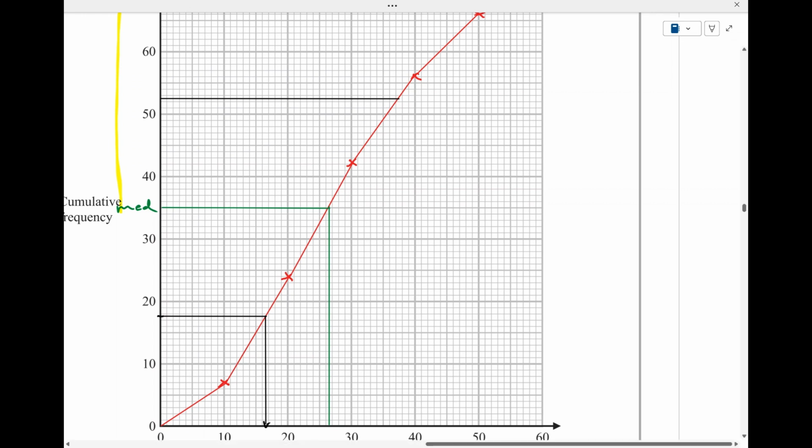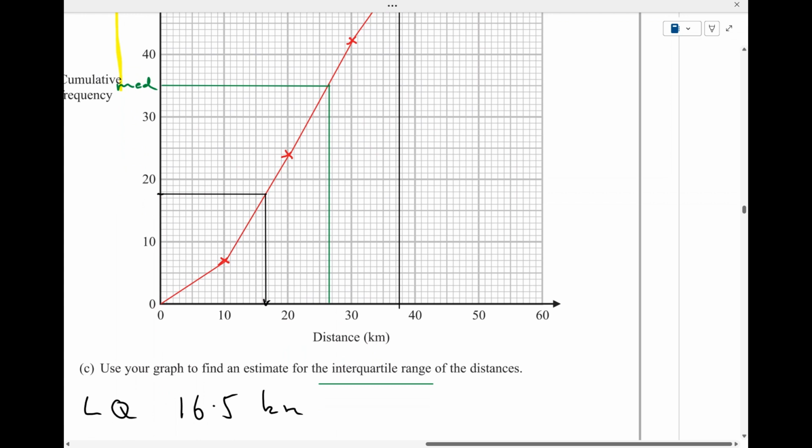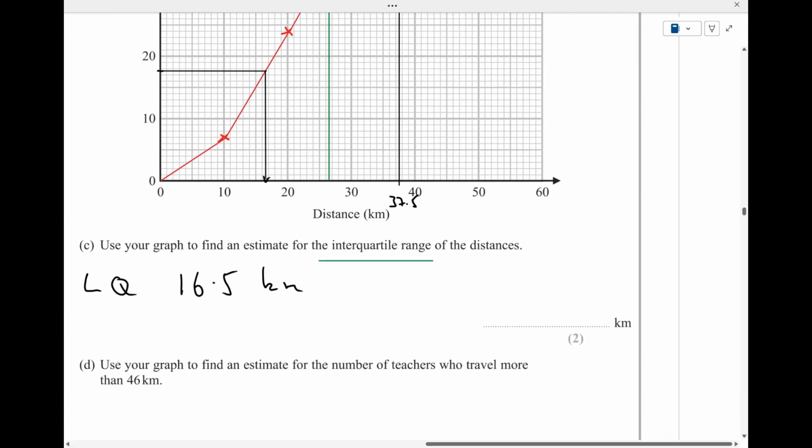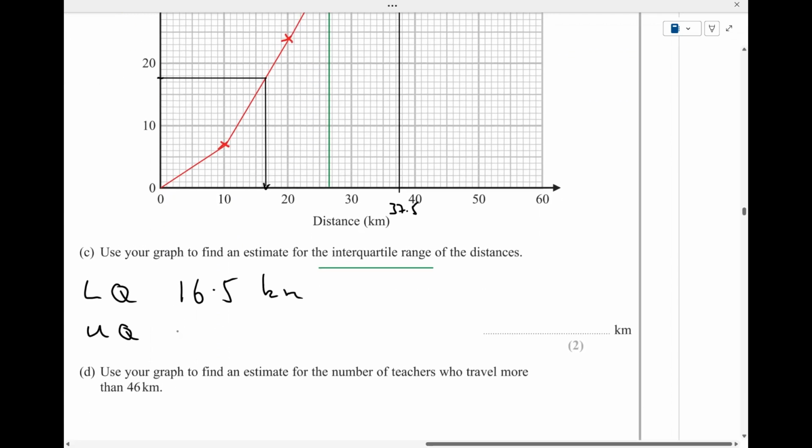Oh, that didn't work. Let me try again. Come on, straight, that's it. Right, so down we go to there. So that looks to me to be, what is it, 30, 35, 36, 37, oh, 37.5. So I've got an upper quartile of 37.5.